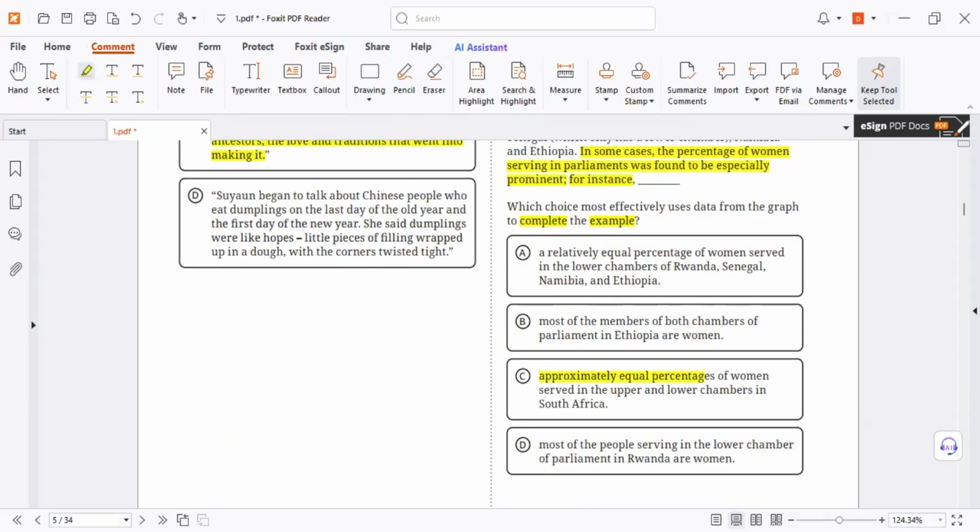Imagine. So he gives you information from the graph, that's correct, but the example didn't mention any specific country. But what does prominent mean? This is the language of graphics. Prominent or significant or important means the highest number.